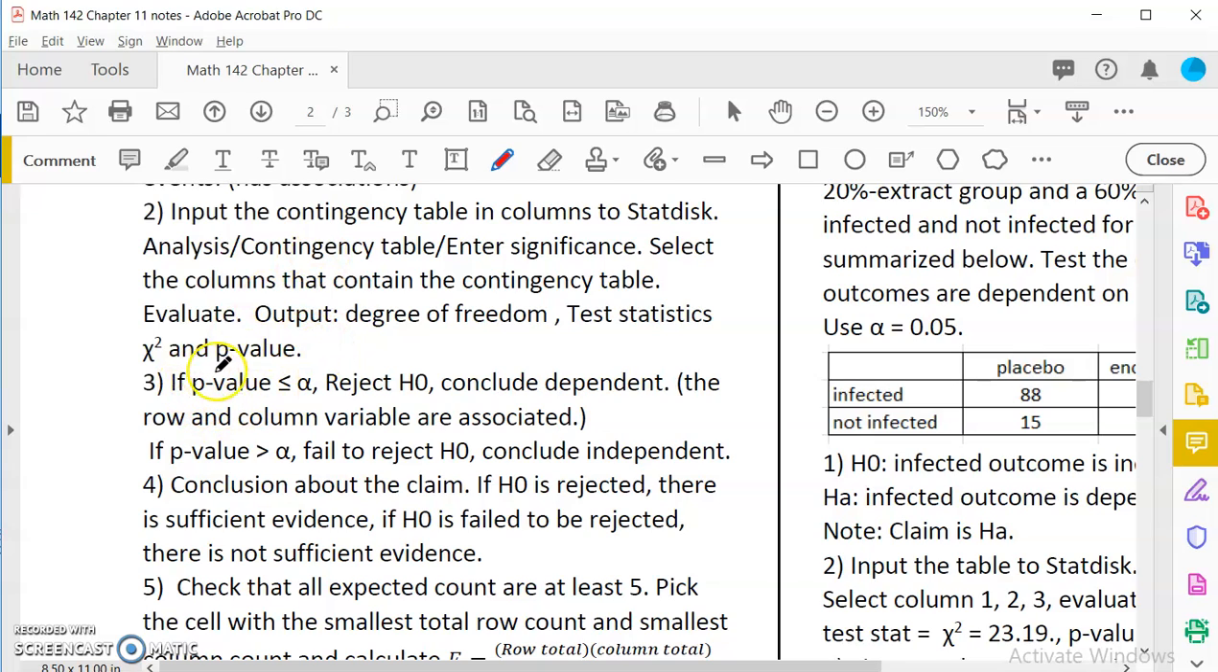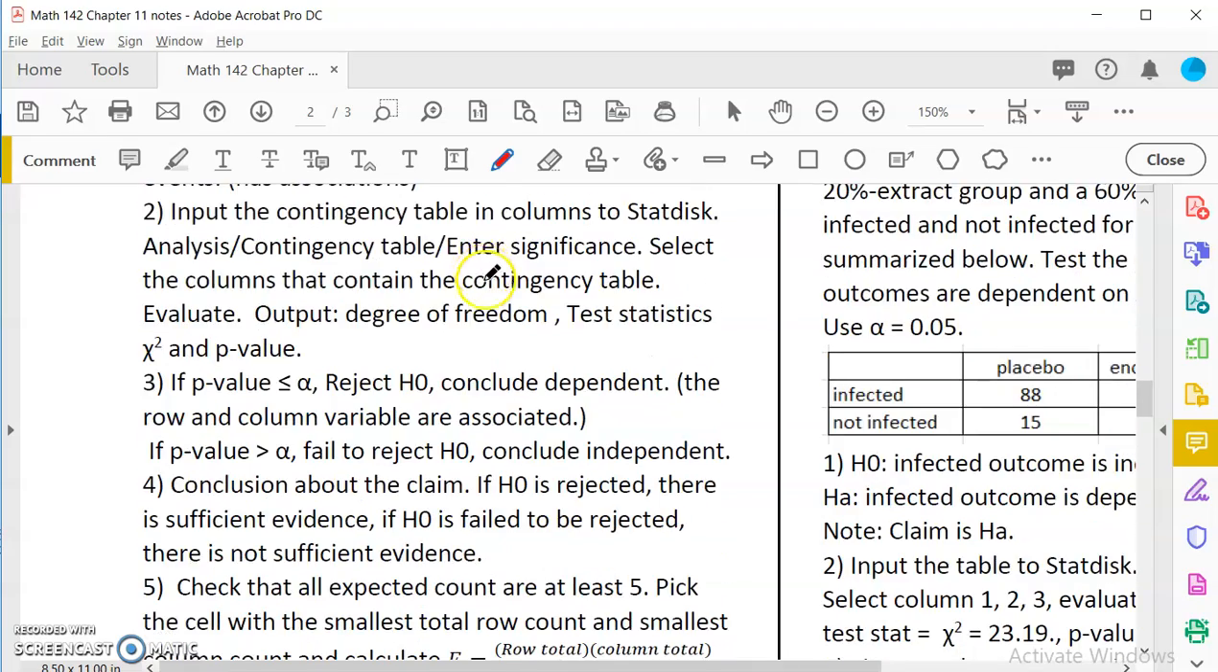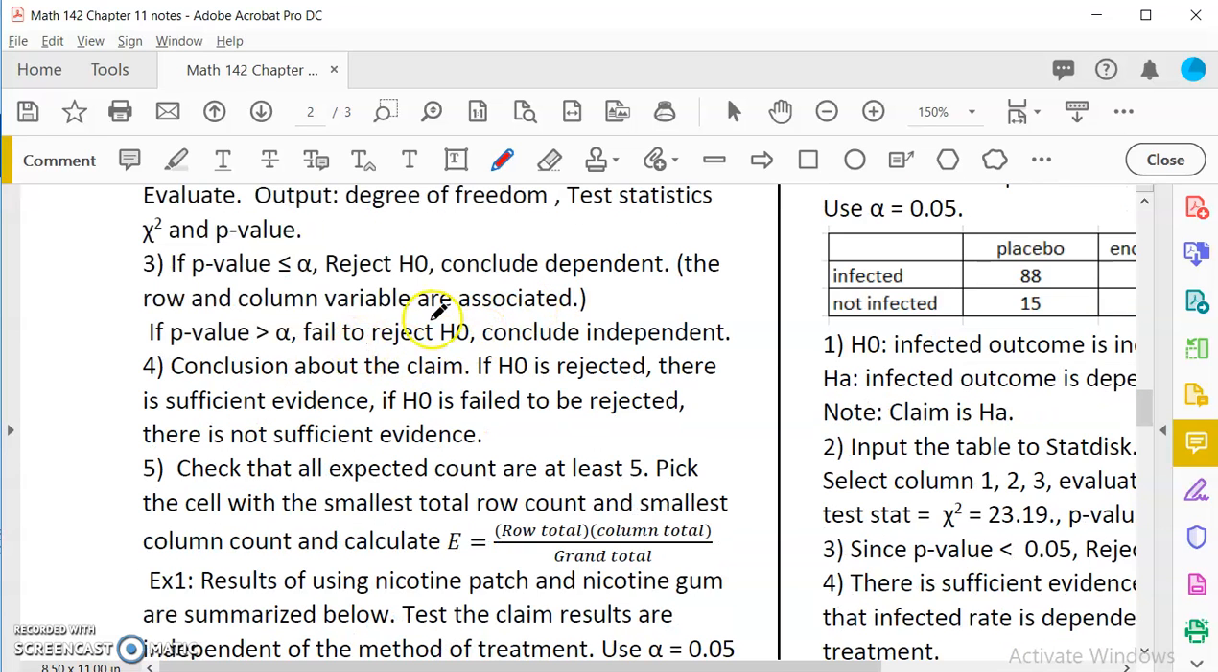The third step would be if the p-value is less than or equal to alpha, the significance, then reject H0. H0 is claiming, or temporarily assuming, that they are independent. So if you reject it, that means they are dependent. The row and column variables are associated. They affect each other. But if the p-value is greater than alpha, that means it agrees with the fact that they are independent. So we would conclude independence.